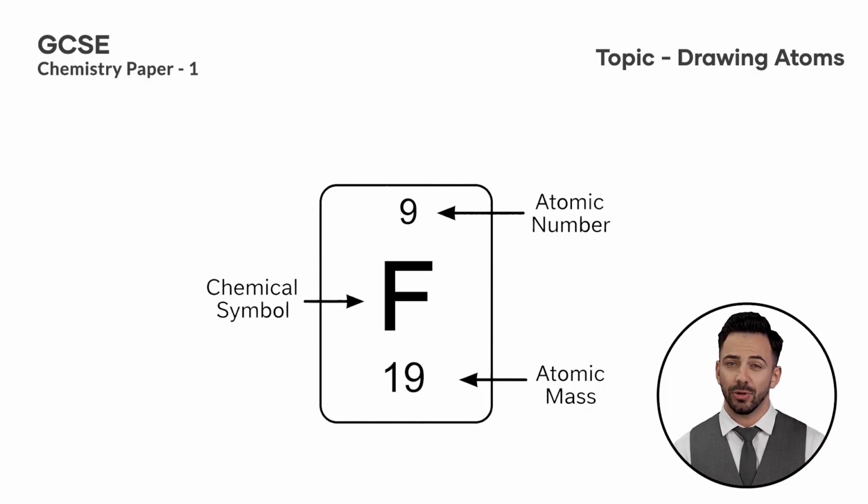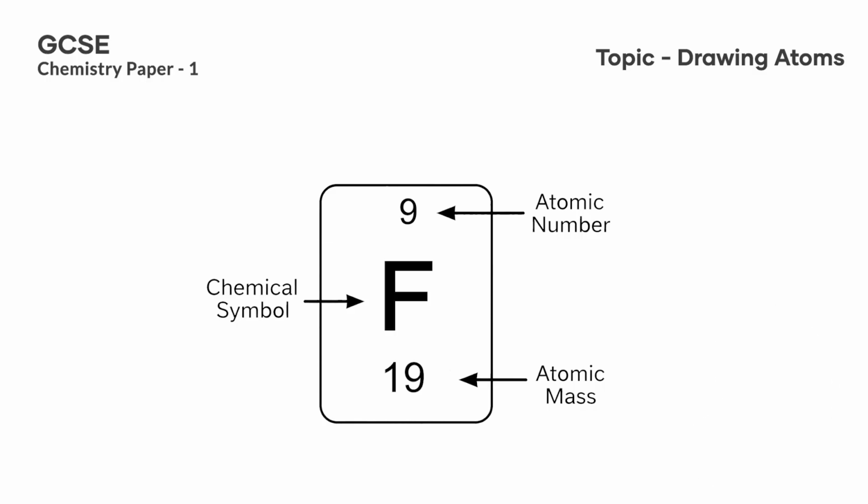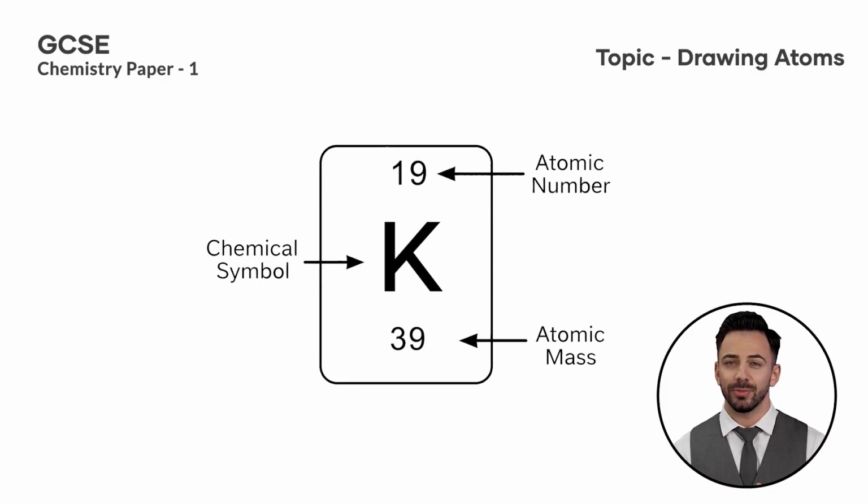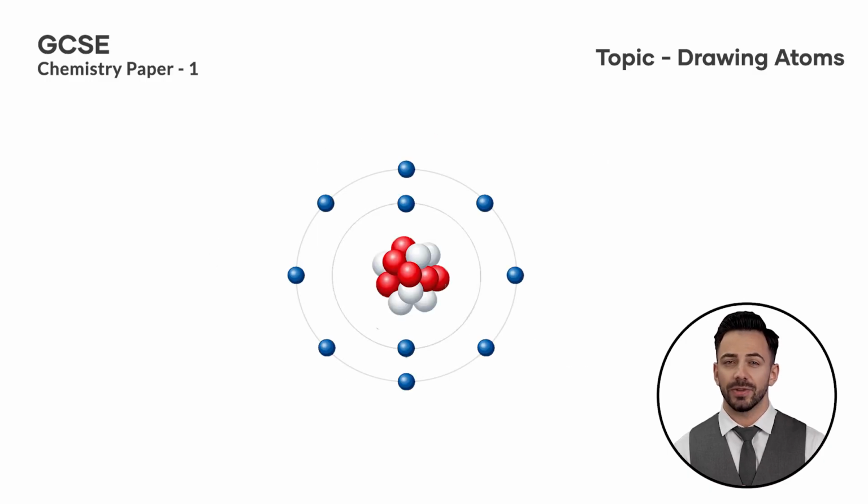Next, fluorine has 9 electrons. So what is its shell arrangement? The answer is 2, 7. Next, potassium has 19 electrons. So its shell arrangement is 2, 8, 8, 1.